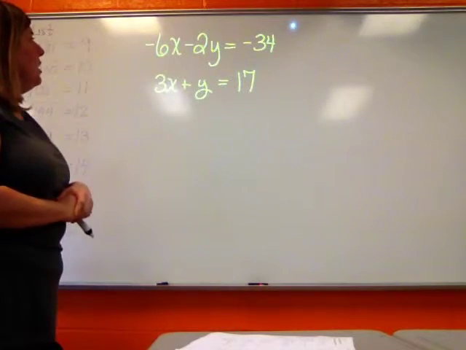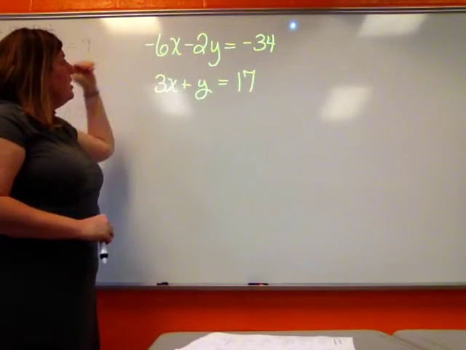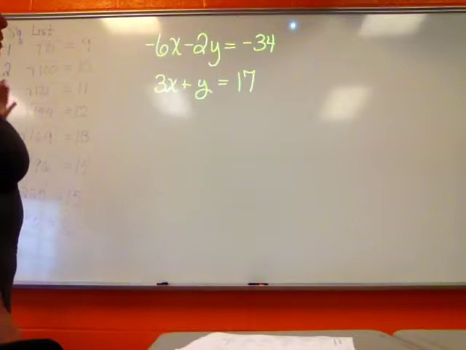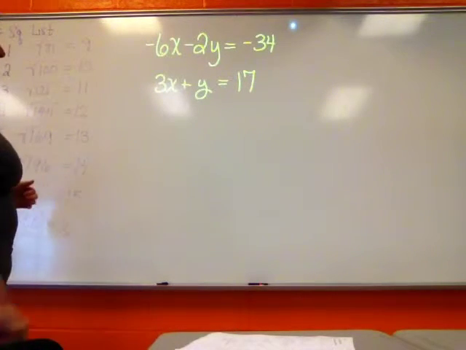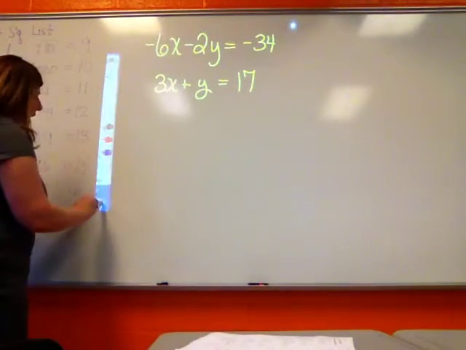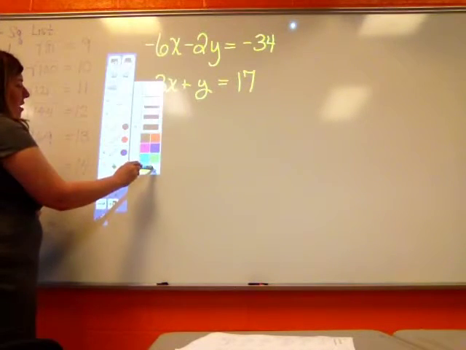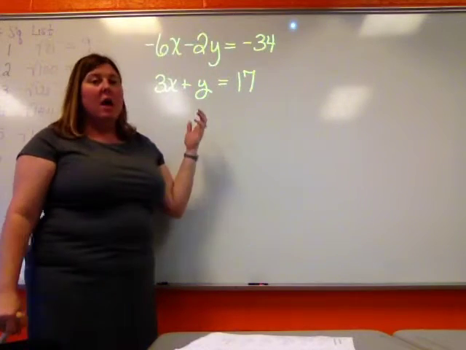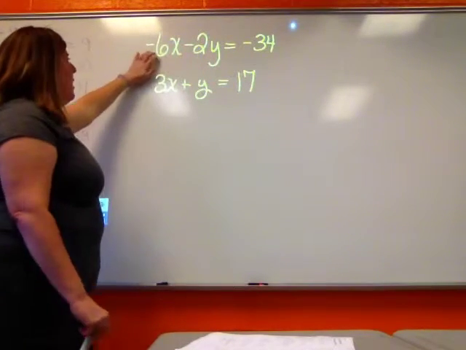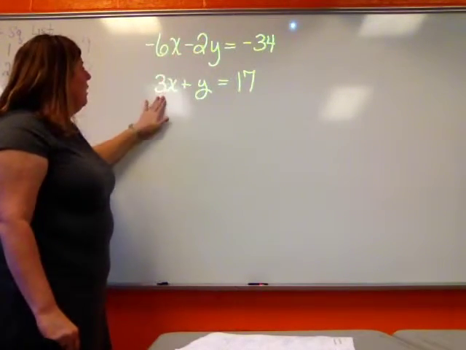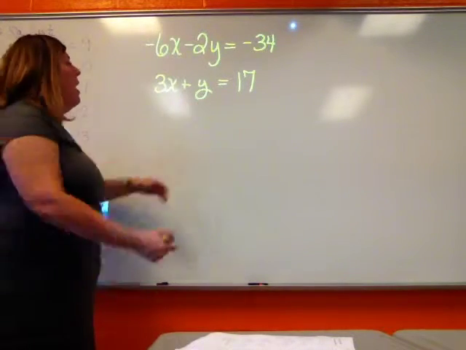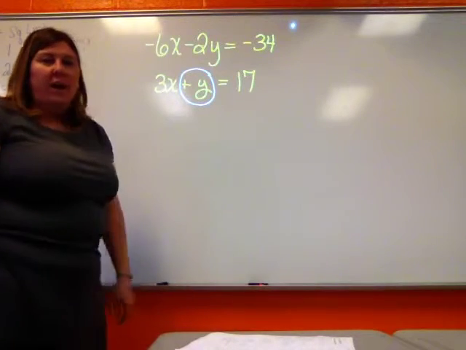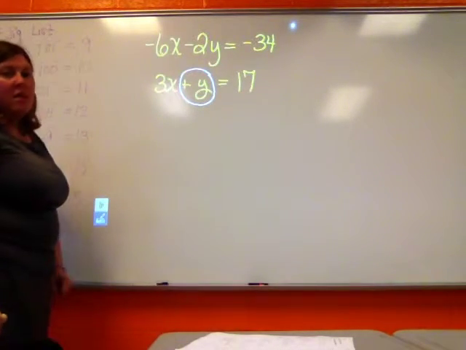So what I need to do is look at my two equations and figure out which variable would be the easiest to solve for. As I'm trying to figure that out, I look for the variable that has a nice, easy coefficient. So here's negative 6, negative 2, 3, and this coefficient is a 1. So it makes sense that I use this variable here and try to solve for it.